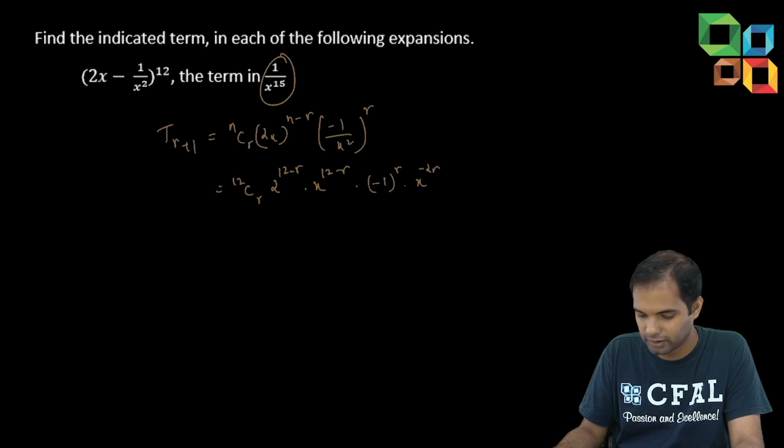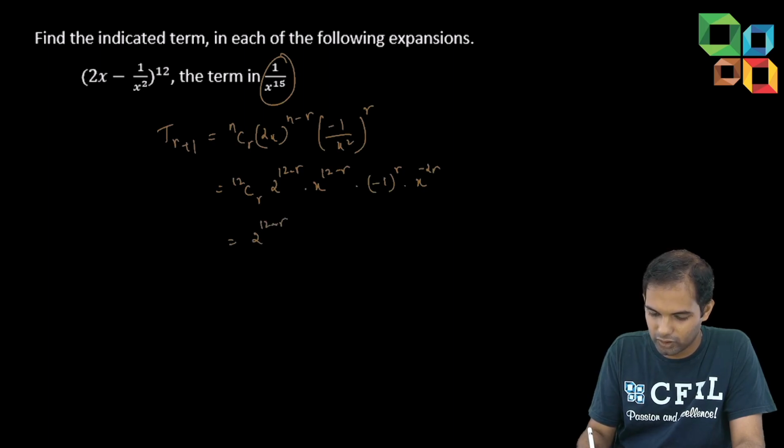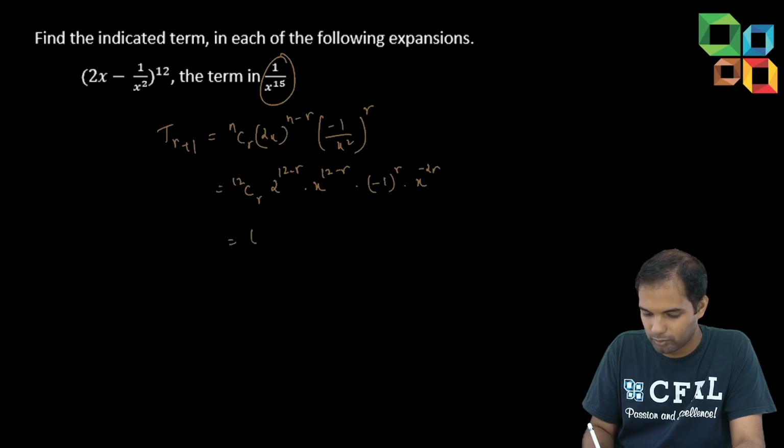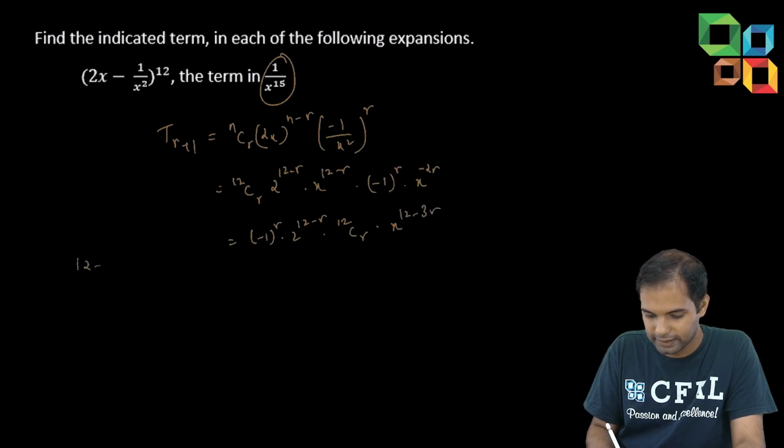We already did this, so it's easier now. What do we get? 2 power 12 minus r, and all the constant terms we will just keep on one side. So minus 1 power r into 2 power 12 minus r into 12Cr into x power 12 minus 3r. So 12 minus 3r should be equal to minus 15, since this is the denominator, x power minus 15. So what is r? 3r is nothing but 27, so r is nothing but 9.